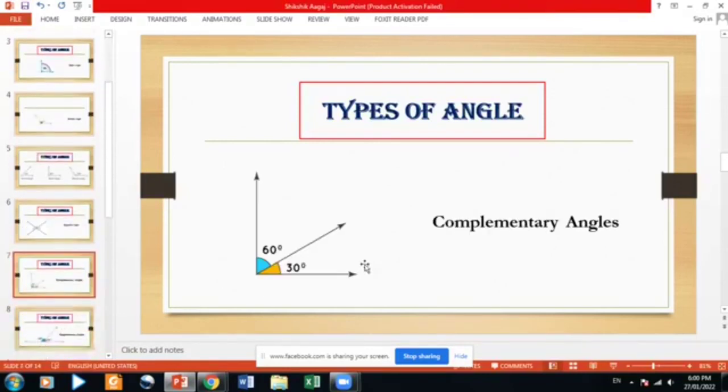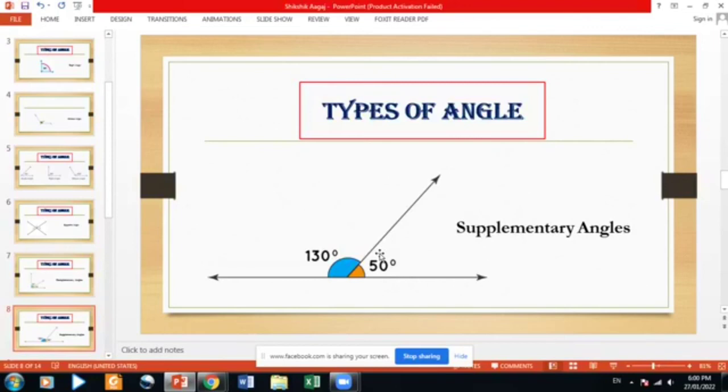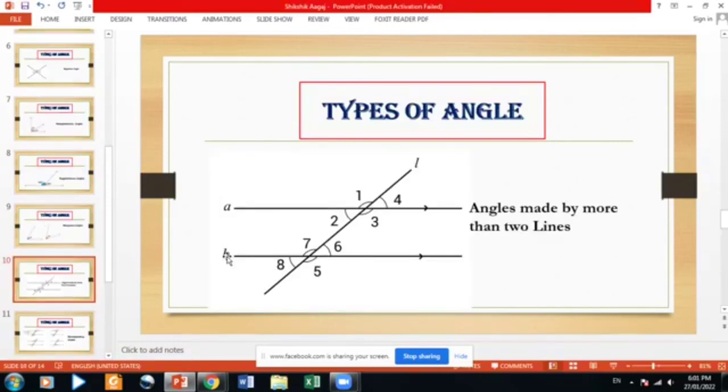So we'll just go ahead. These are parallel lines, A and B, and L is their transversal, which means the line L is intersecting lines A and B. We know now, when we see line A and line L, they are intersecting each other, there is formation of four angles, 1, 2, 3 and 4.